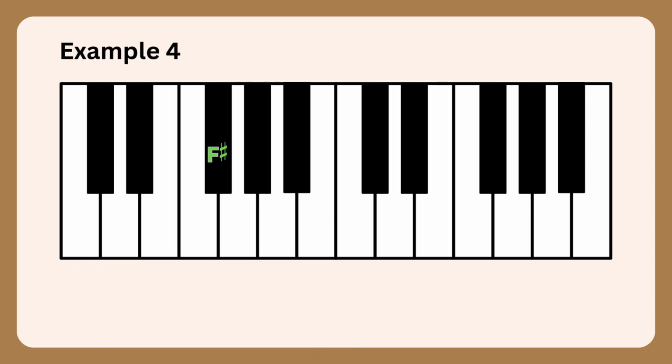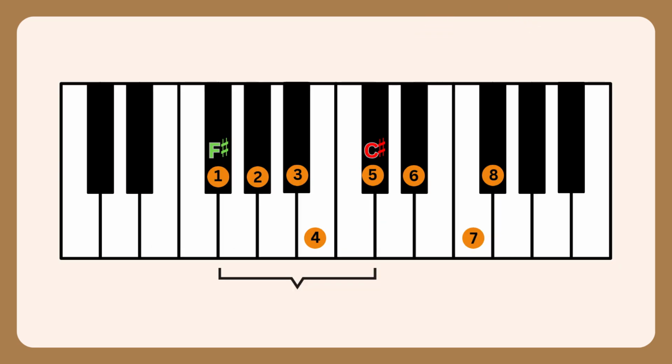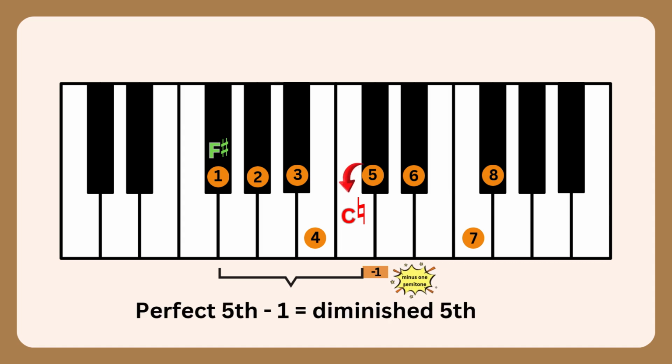Example 4. F sharp to C. In the F sharp major scale, which has 6 sharps, F sharp to C sharp is a perfect fifth. But here we have C natural, which is 1 semitone lower. Therefore, the interval is a diminished fifth.